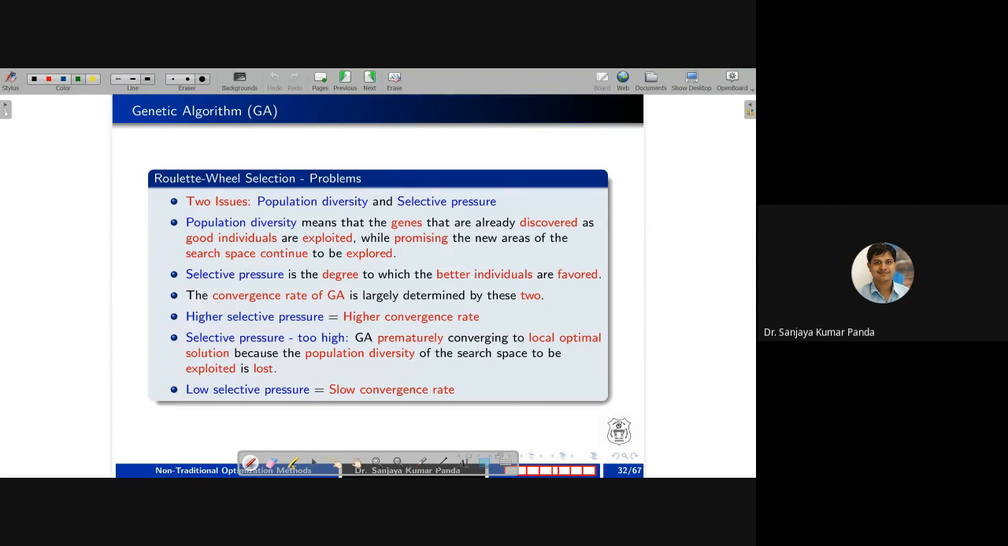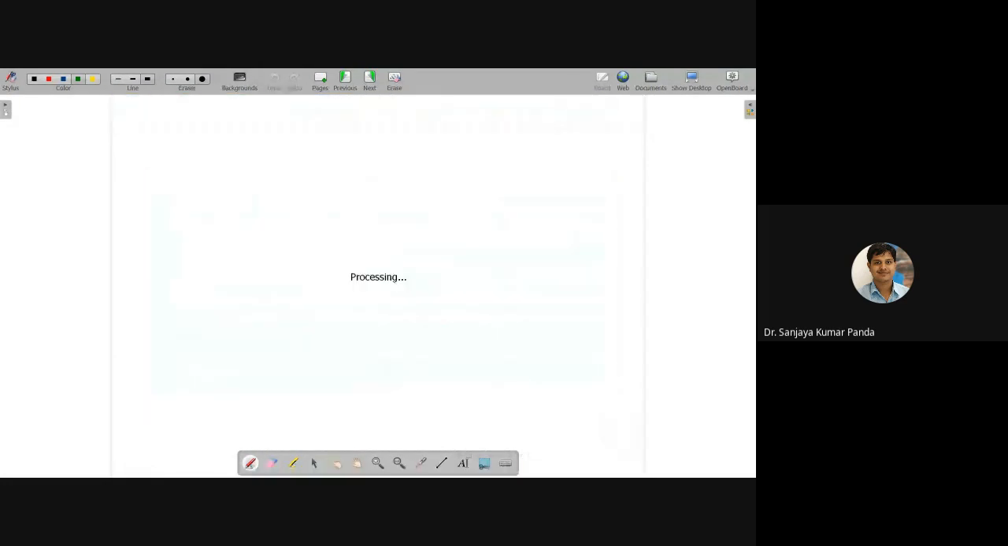You have to see that your solution is not reaching a local solution. If you go to the local optimal solution, then you will not reach the global solution, right? So these are the two issues we are finding in the roulette wheel selection.